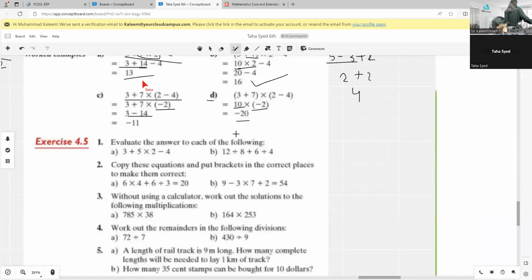Any confusion in these questions? No, sir. Okay, now you just have to solve this part B.